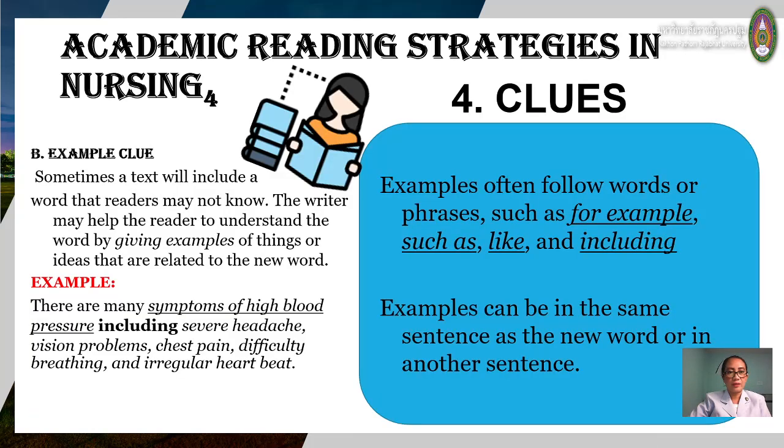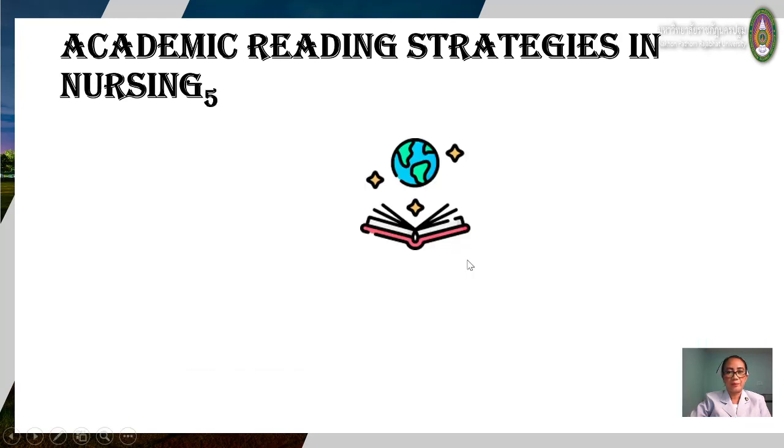So let's say, for example, there are many symptoms of high blood pressure, including severe headache, vision problems, chest pain, difficulty breathing, and irregular heartbeat. So these choices that you can see here, these data that you can see, they are examples of symptoms about a high blood pressure. So again, you have to take note of the keywords or signal words like, for example, such as, like, and include.